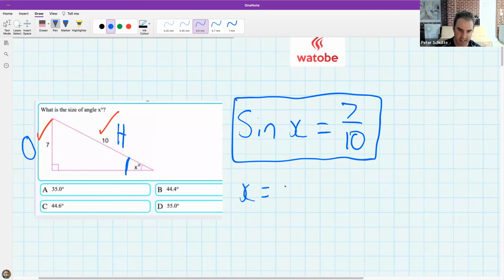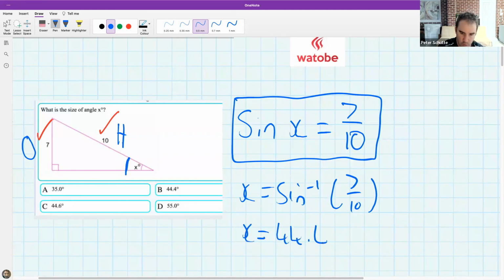And so to get X, you are going to type shift sine 7 over 10, or sometimes it's called arc sine or inverse sine. Basically, you're telling the calculator, I'm giving you a ratio of the sides. Give me an angle, please. And so if you type that in your calculator, you get shift sine 7 over 10, and you should get 44.4, which is B.